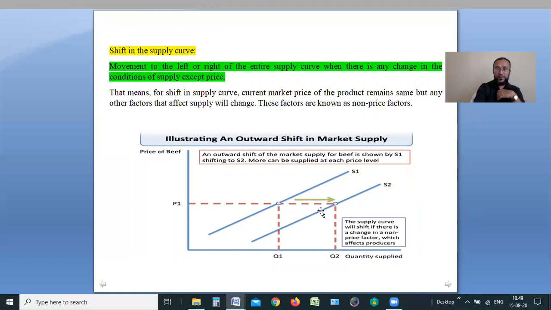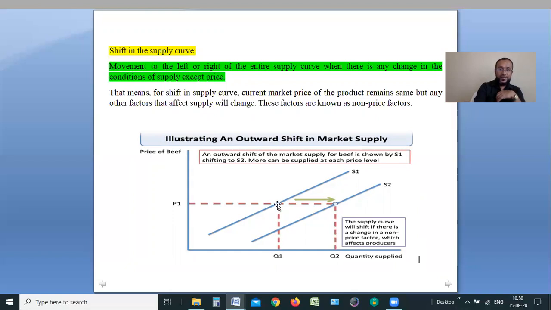shown in this diagram. See, this is our supply diagram. Here we are showing the price of the product. Here our example product is beef. So this is showing the price of beef, and this is showing the quantity supplied of beef by the suppliers. We assume that here the price of beef is P1. At this price, total supply of beef is Q1.